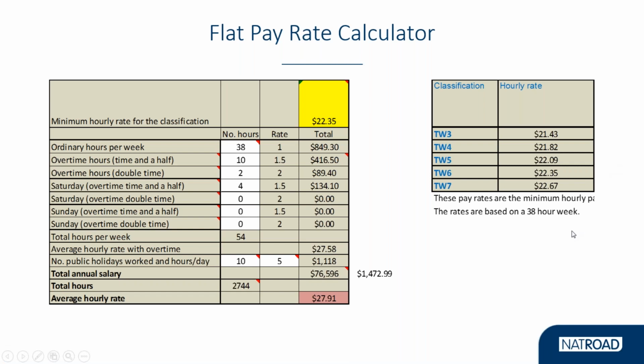Now, if for some reason someone starts working an 11-hour day during the week or a 12-hour day during the week, then the calculator has been completely thrown out and you'd need to recalculate that average hourly rate. Now, that average hourly rate meets the award prescription. It is not, at the end of the day, better off overall.